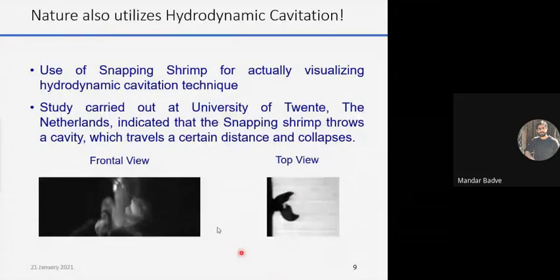This was a study carried out by Twente University in the Netherlands, and they indicated that the snapping shrimp actually throws a cavity which travels a certain distance and then collapses, right? You can even see, in this video, a small light when it closes. You can see, after a fraction of a second, a small light, if you can see it clearly there. Here you can see a smaller one. That is nothing but a collapse, right? That is a sonoluminescence phenomenon, which happens because of the violent collapse of this cavity, right?